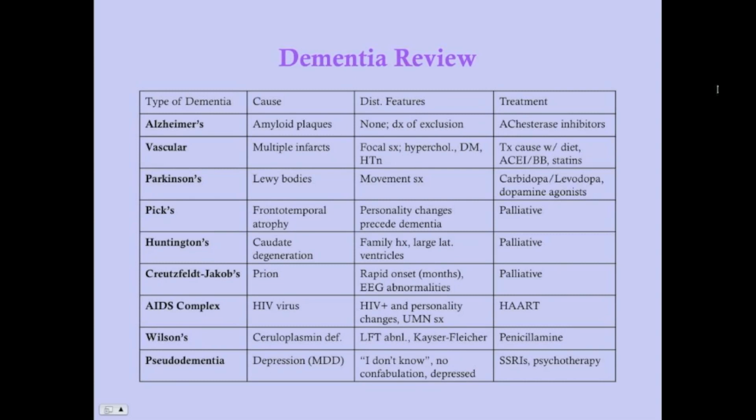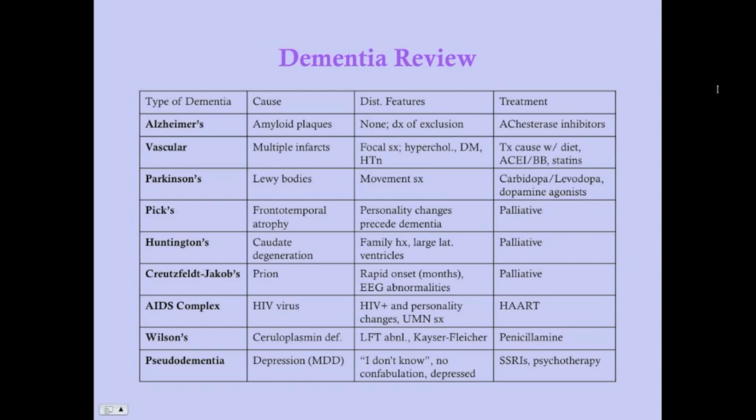And so here's a review of the different types of dementia. What I put here are the different types of dementia and pseudodementia, and the causes, the distinguishing features that you want to keep an eye out for, that you're going to see in the stem of the question on the USMLE, and then the treatment. So Alzheimer's, the cause is amyloid plaques. There are no distinguishing features of Alzheimer's. It's just a chronic linear dementia, and the treatment is with our acetylcholinesterase inhibitors, donepezil, galantamine, rivastigmine, etc.